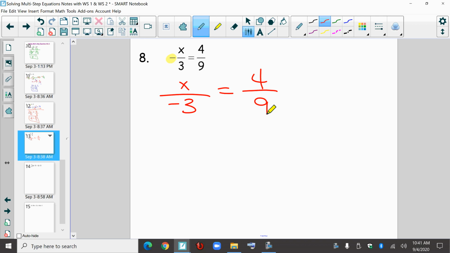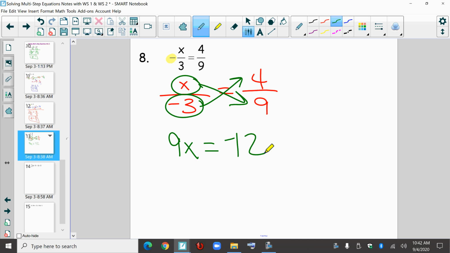Now, I want to teach you to do this in a different way. Many of you are probably instinctively wanting to multiply both sides by negative 3. You would not be wrong. But I'm going to teach you to cross multiply because I have a fraction equaling a fraction. So we're going to take the top right and multiply across to give me 9x. We're going to take the bottom left and multiply straight on the diagonal, and that's going to give you a negative 12. So now, how do I get rid of the 9?